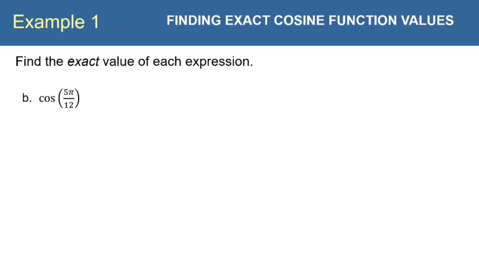Now let's look at example 1 part B. Here we're asked to find the exact value of the cosine of 5 pi over 12. Now we know that we need to think of 5 pi over 12 as a sum or difference of two angles whose function values we know, but it's hard to do that when the angle is written in radian form. So I think the easiest thing to do is to convert 5 pi over 12 radians into degrees, and we know that we can do that by replacing the pi symbol with 180 degrees.